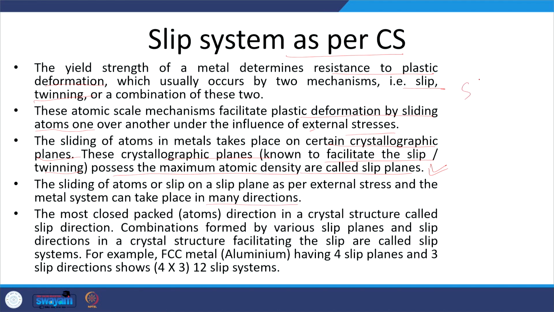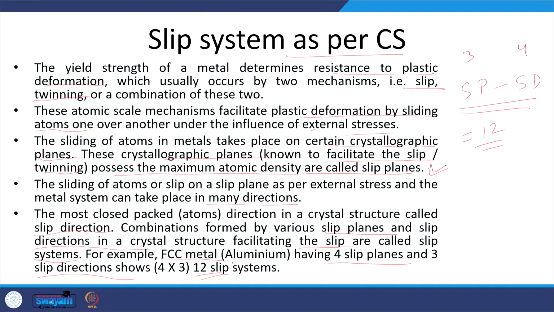So, the combination of the slip plane and the slip direction determines how many slip systems there will be. Like if there are 3 slip planes and 4 directions, then it will result in 12 slip systems. The most close packed direction in a crystal structure is called the slip direction. The combination formed by the various slip planes and various directions in a crystal structure facilitating the slip is called a slip system. For example, an FCC metal like aluminum having 4 slip planes and 3 slip directions will have 12 slip systems.